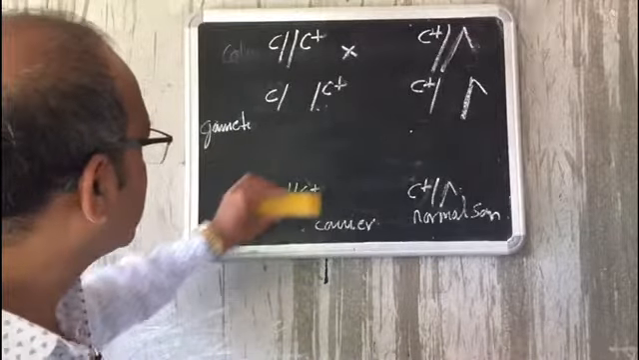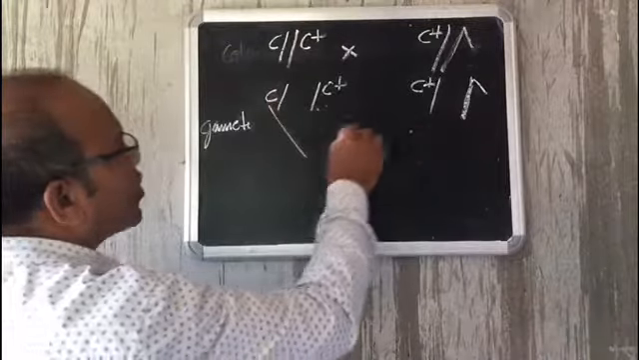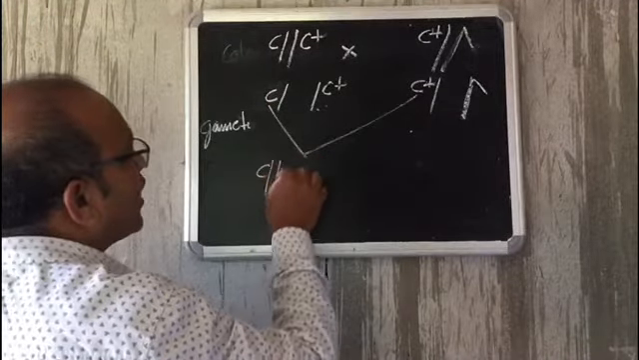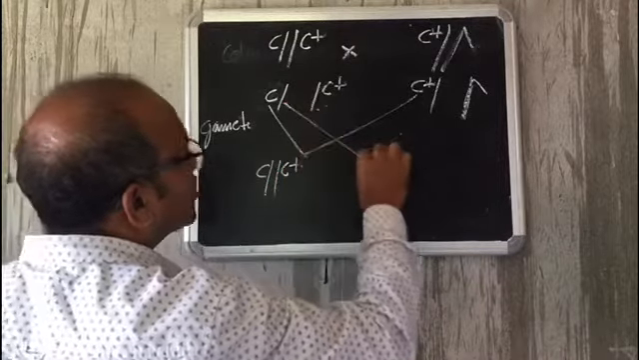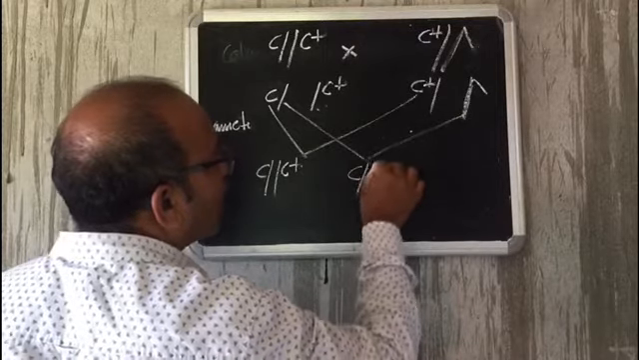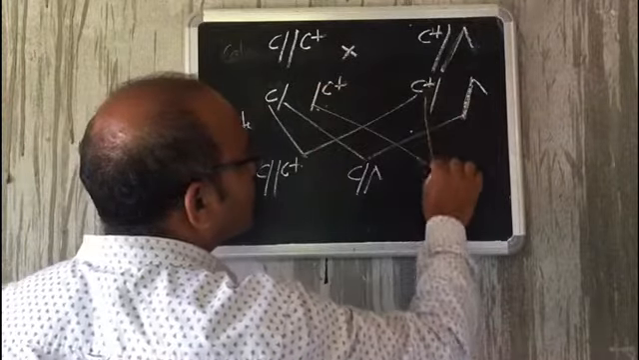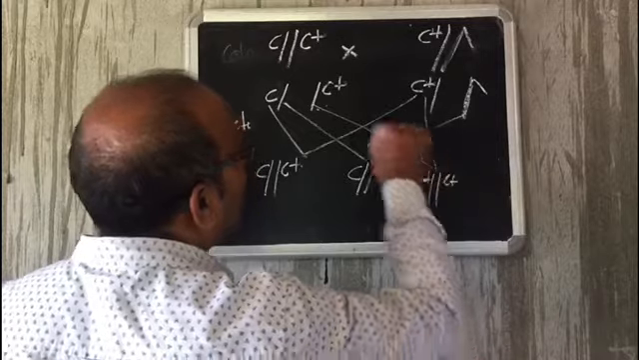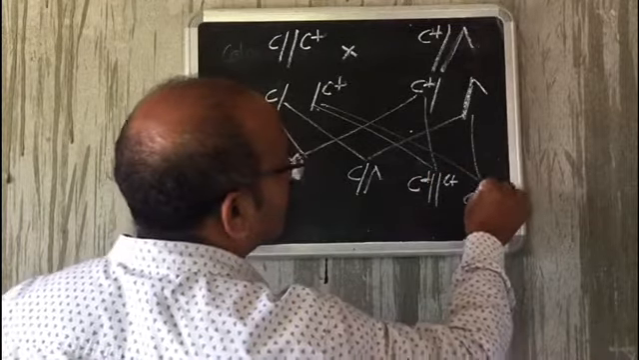So the result of the F2 generation will be something like this. This combines with this to produce another carrier female. This combines with this to produce a colorblind male. This combines with this to produce a normal female, and this combines with this to produce a normal male.